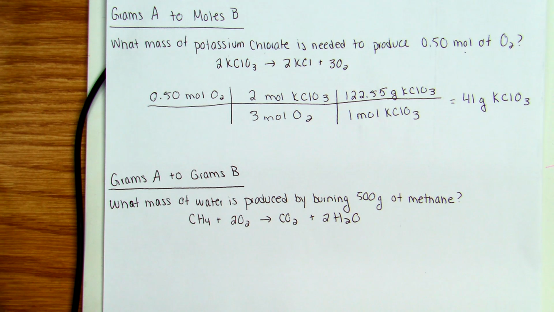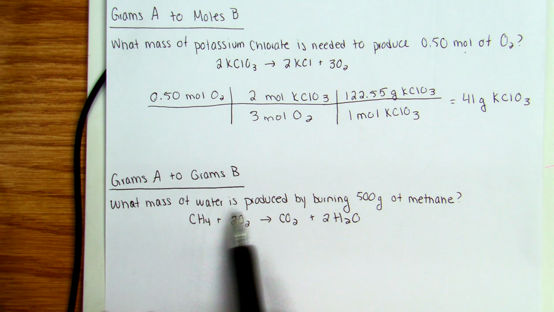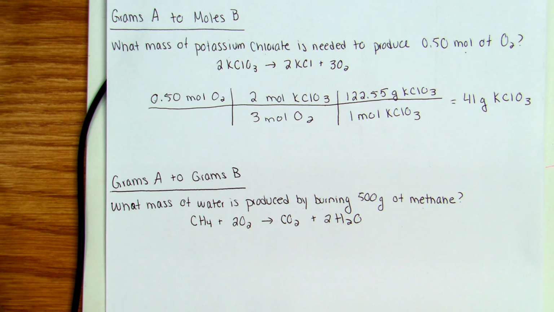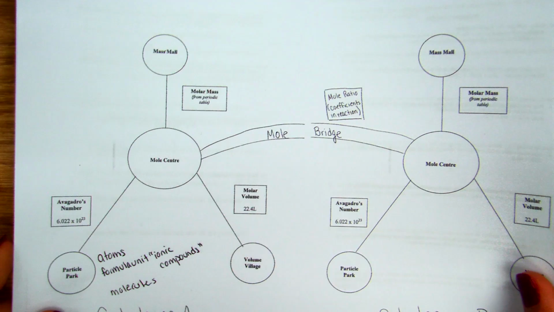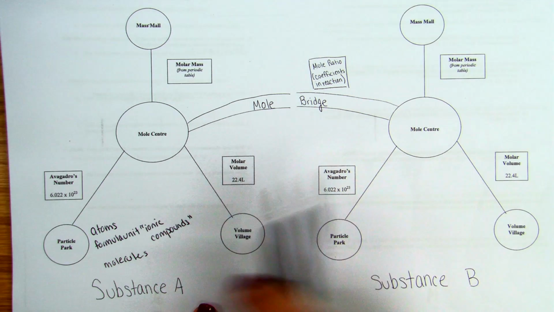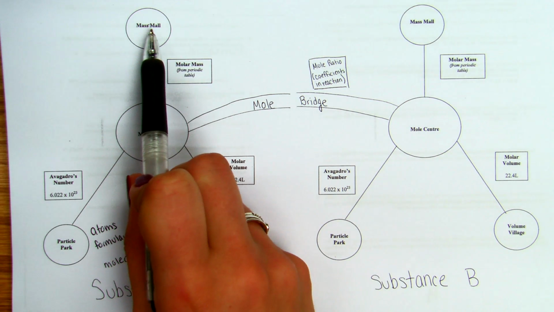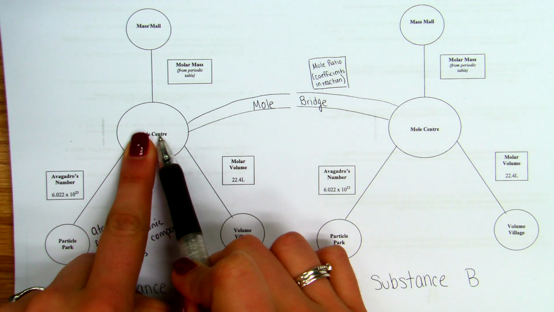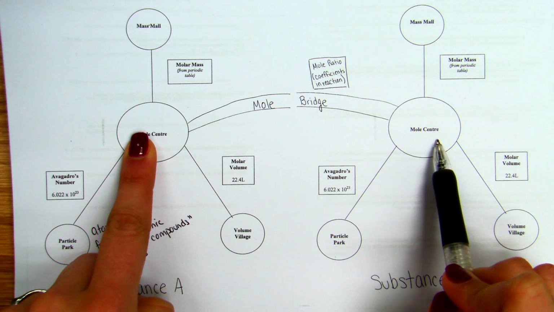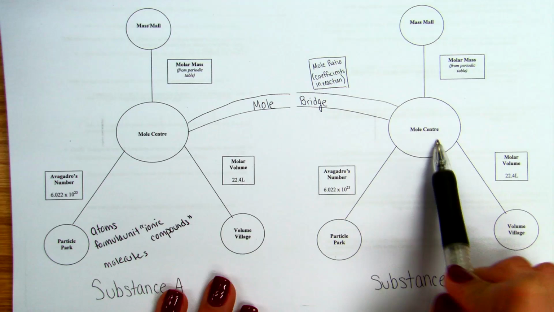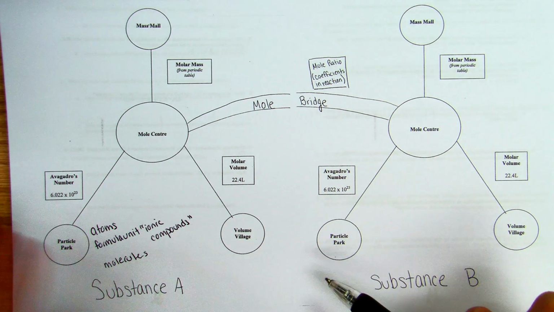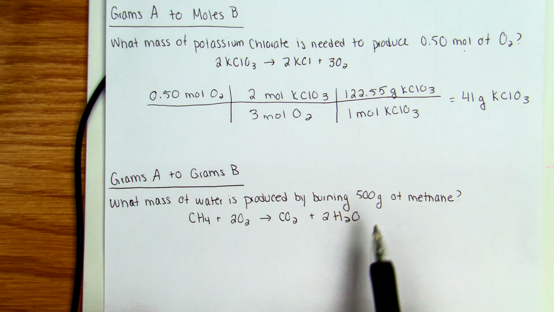Next, we're going to go from grams to grams. This is going to be an additional step that we are adding on. So it says, what mass of water is produced by burning 500 grams of methane? We want to go back to what we had here. So we are starting at mass, going to moles, going over to moles of another substance, and going to mass of another substance. So we're going to have 1, 2, 3 steps here.